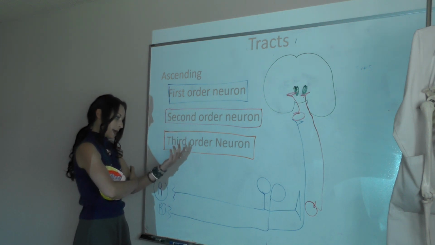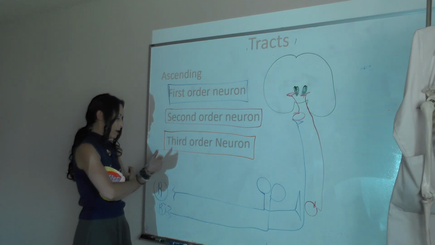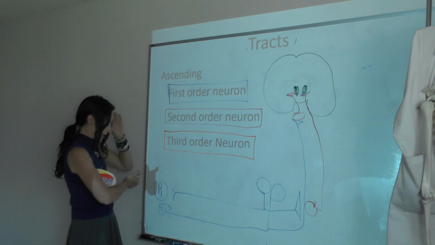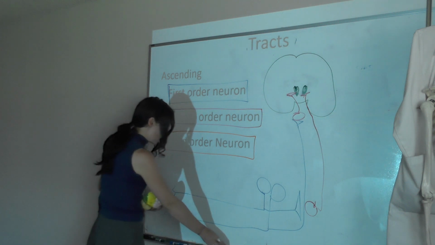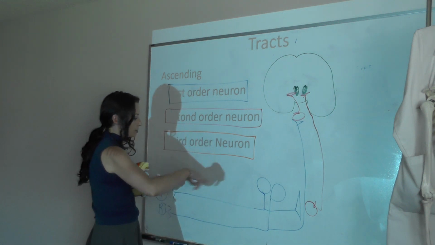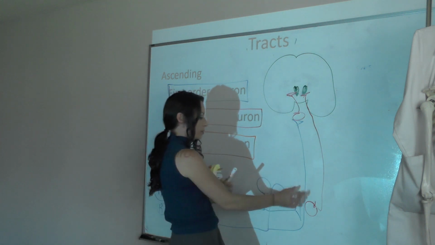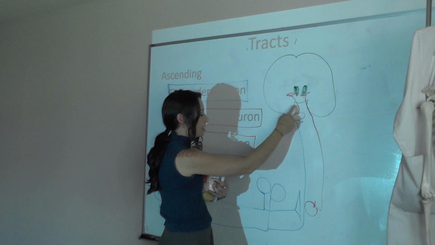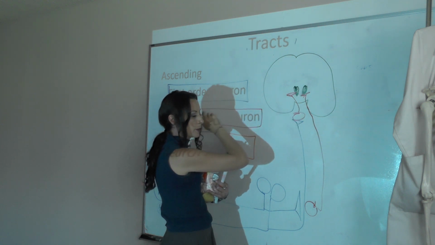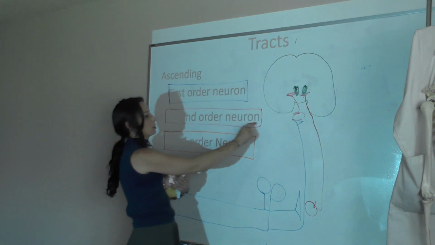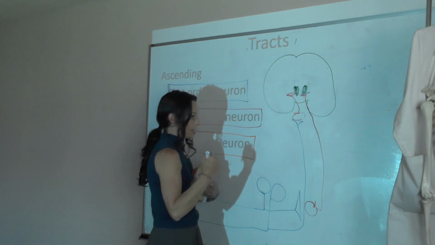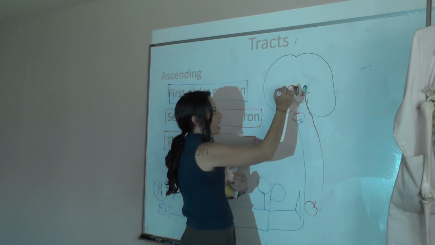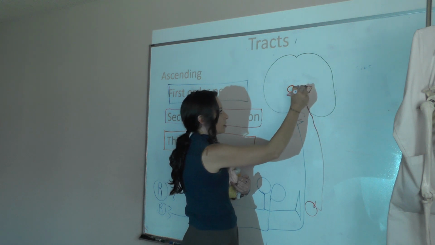In the case of our somatic senses from our body, that will be the postcentral gyrus or your primary somatosensory cortex. So I've drawn that in orange here. Either way, here's our first order neuron synapsing at the level of the brainstem on a second order neuron that then is going to arise to the thalamus and synapse onto our third order neuron.